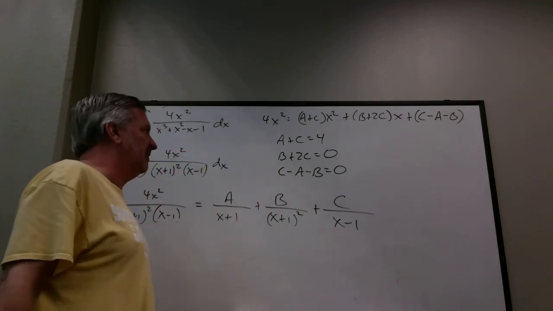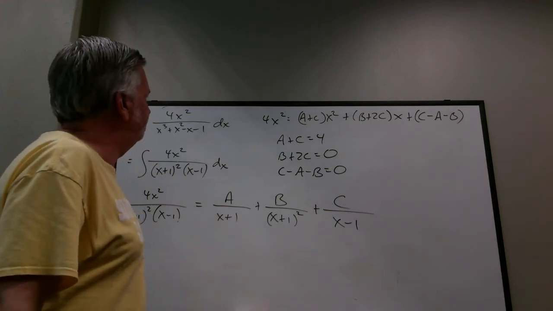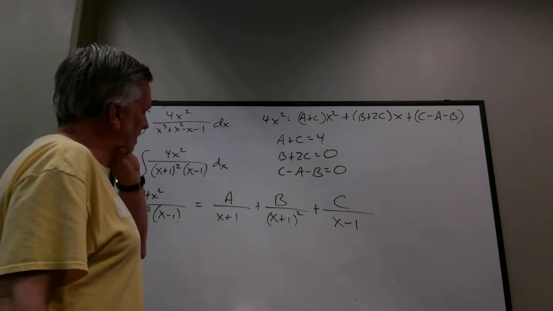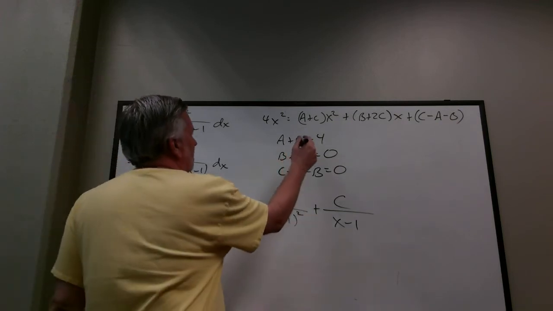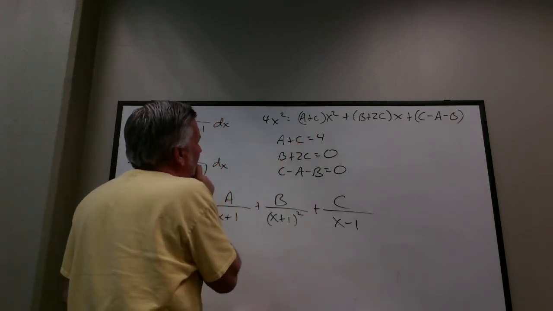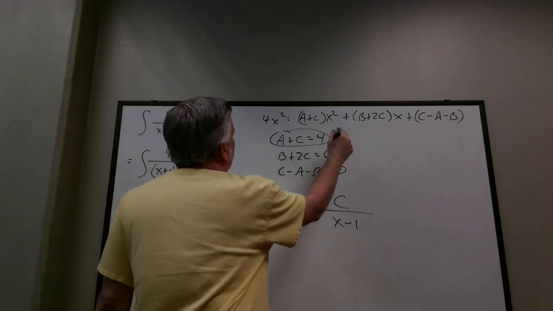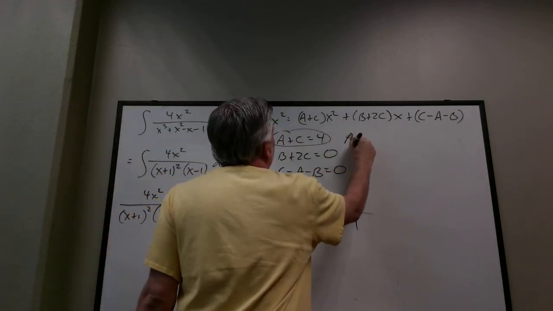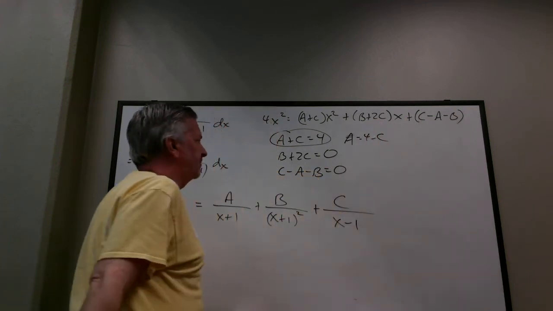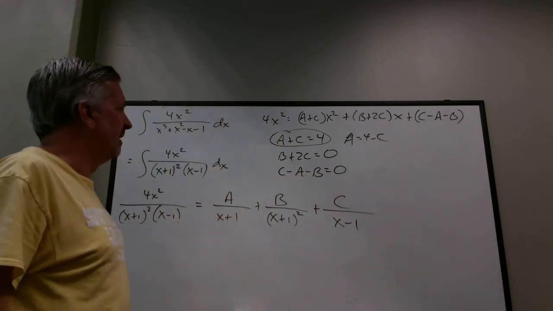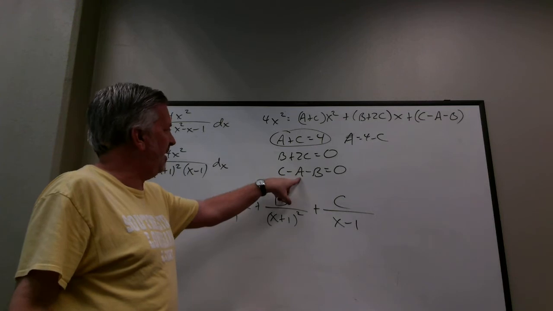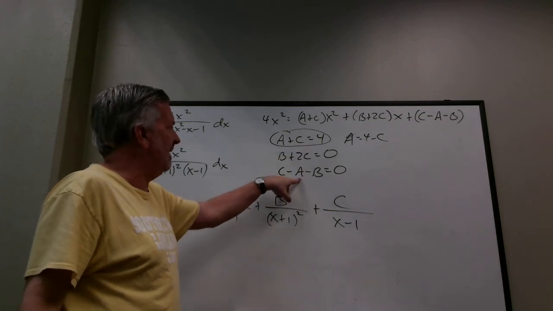But I wanted to show you this method. So what can we do here? Let me just solve for a here. So a is 4 minus c. So there's no a here. Let me plug 4 minus c in for a here.